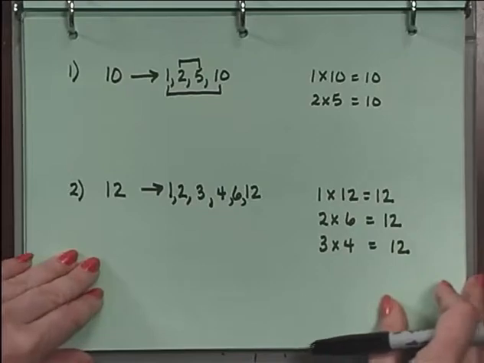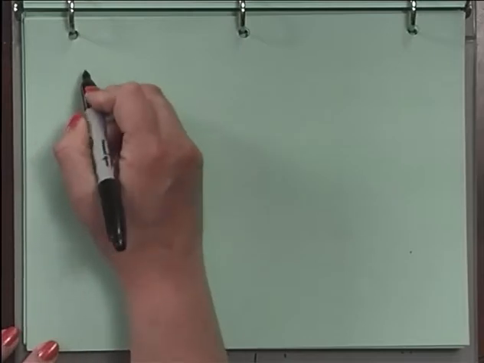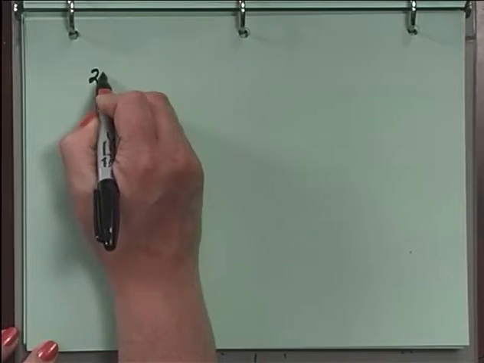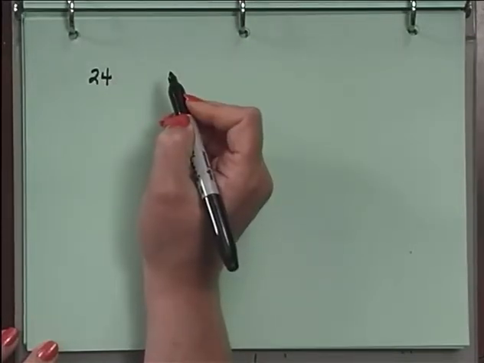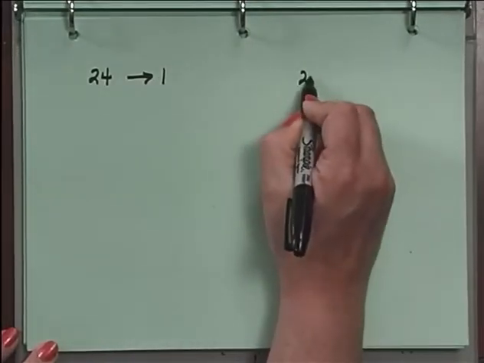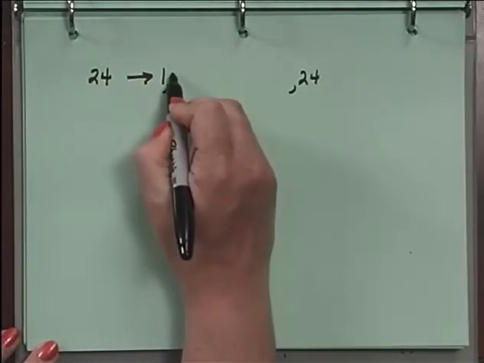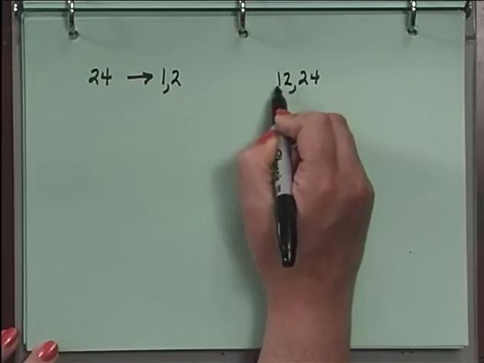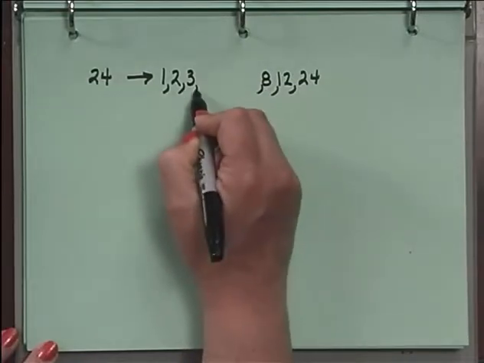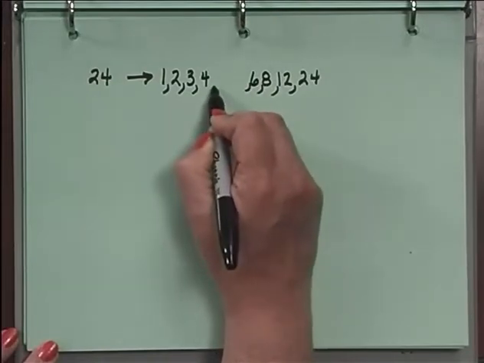So let's consider another number. And this is not written in your book. I just want you to try to get the idea of this. Let's say that I wanted to write out the factors of 24. Well, 1 times 24 is going to be 24. And then I would go to the next number, 2. 2 is a factor of 24 because 2 times 12 is 24. 3 is a factor of 24 because 3 times 8 is 24. 4 is a factor of 24 because 4 times 6 is 24.